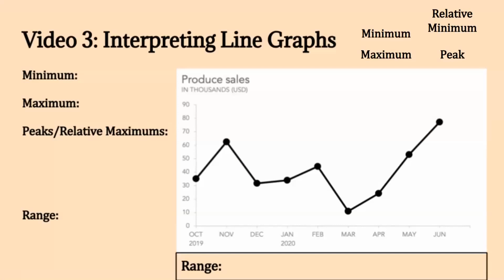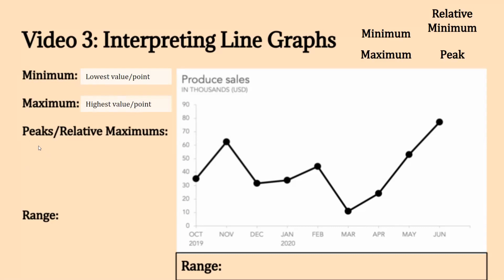If you look in your notes, you should see this graph. It's of their sales for produce, it looks like, in thousands of dollars over time. So it's from October of 2019 through June of 2020. And what we're going to do to interpret, or understand, analyze this graph is look at the minimum, which is just the lowest value or the lowest point. So the lowest cost of produce, or the lowest amount of sales that there were, the dollars that they sold, the maximum, which is the highest value or the highest point, and then peaks and relative maximums.